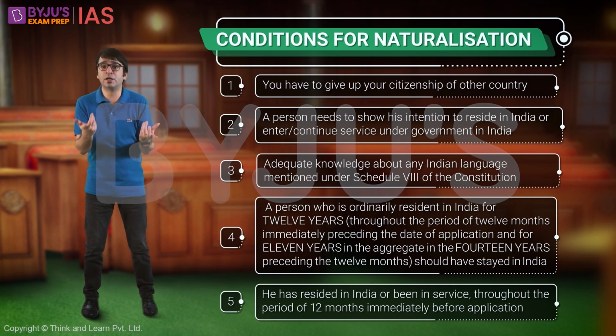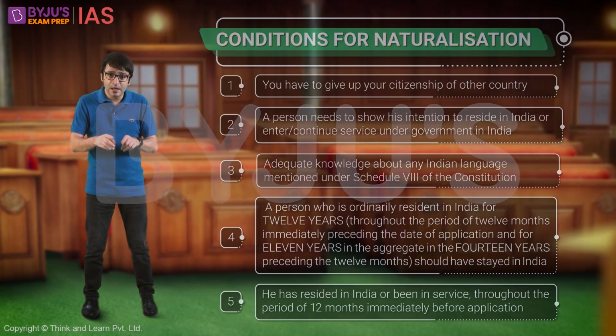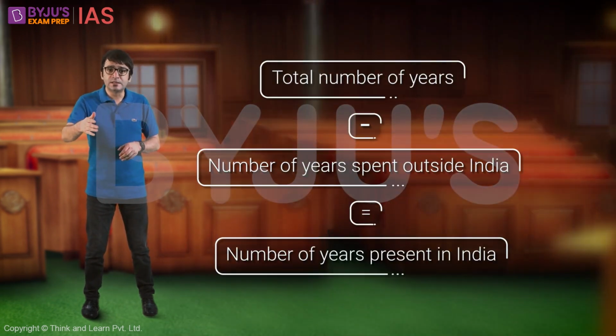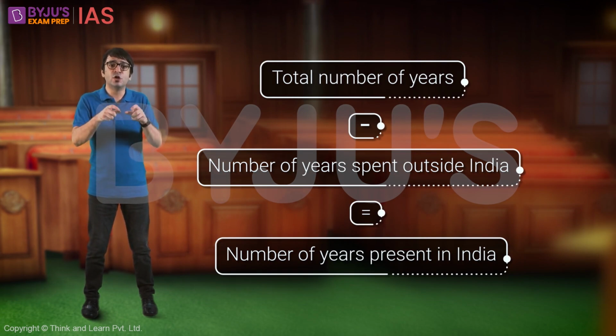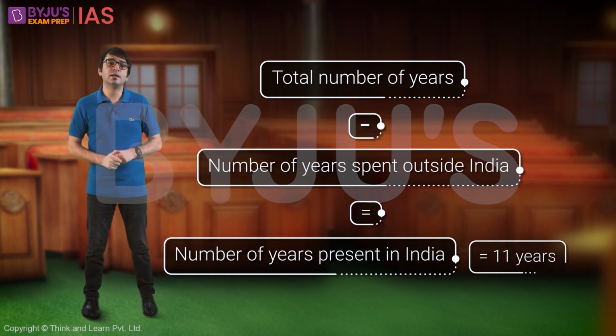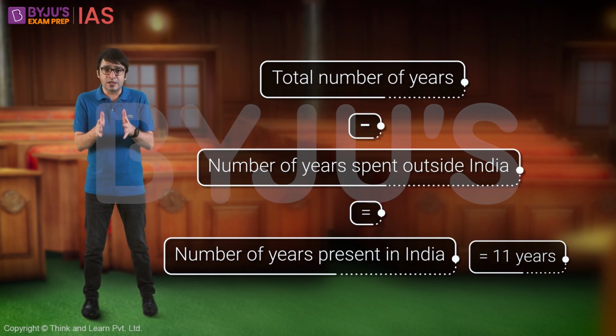You can go on a pilgrimage. You can go on festivals. You can go outside India as well. But over a period of 14 years, out of these 14 years that you have been residing in India, when we calculate the number of years you have never left this country, that number should come 11. That means for 14 years, ordinarily, you were residing in India. And now you are making an application for naturalization.